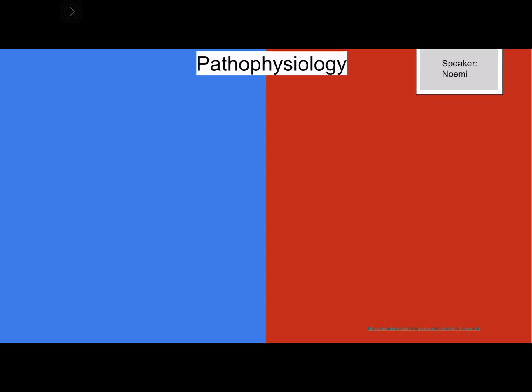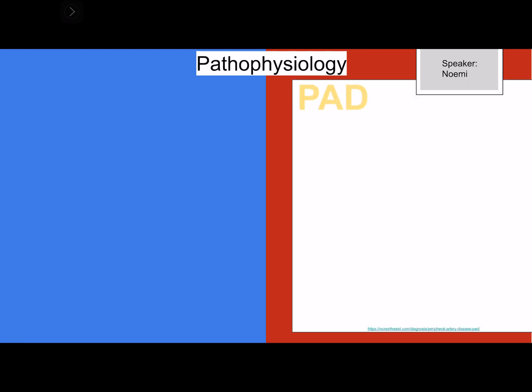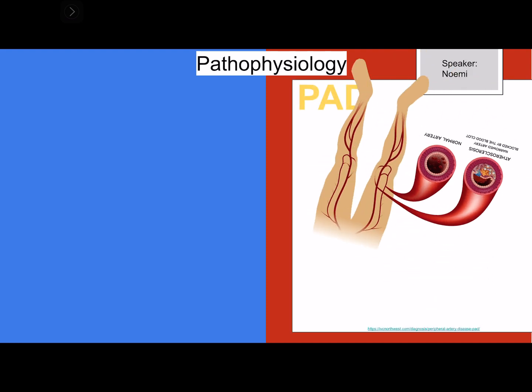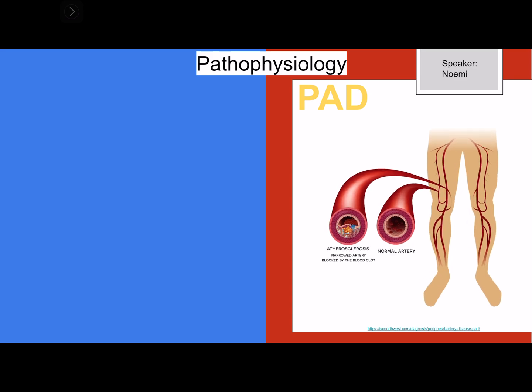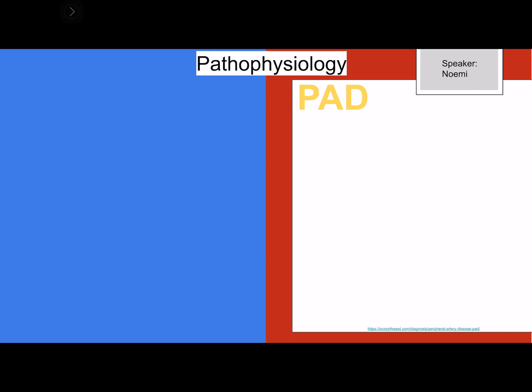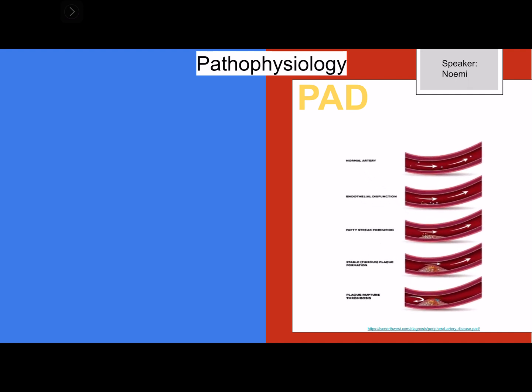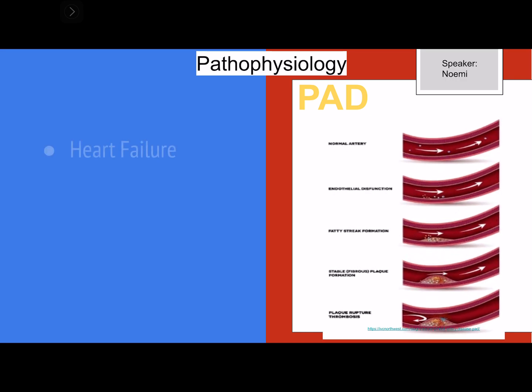Now let's talk about the mechanism of PAD, which is more commonly a result of atherosclerosis, narrowing of the blood vessels due to plaque buildup caused by excess of cholesterol. The liver creates two types of cholesterols, LDL, low-density lipoprotein, or HDL, high-density lipoprotein. LDL is harmful cholesterol that causes plaque buildup in the arteries. HDL is the good cholesterol that works by transporting LDL from the bloodstream back to the liver for elimination.